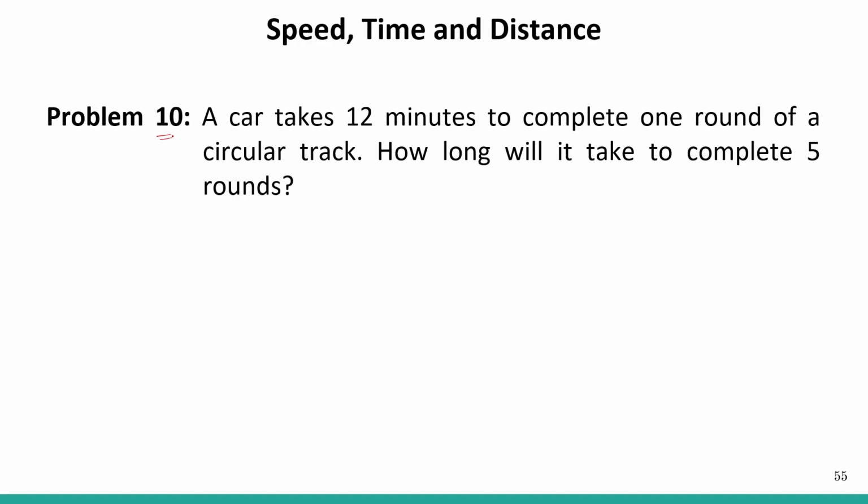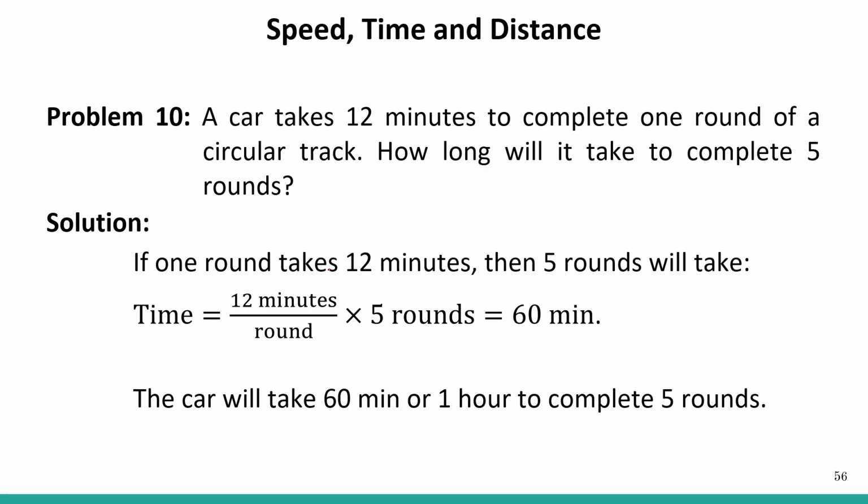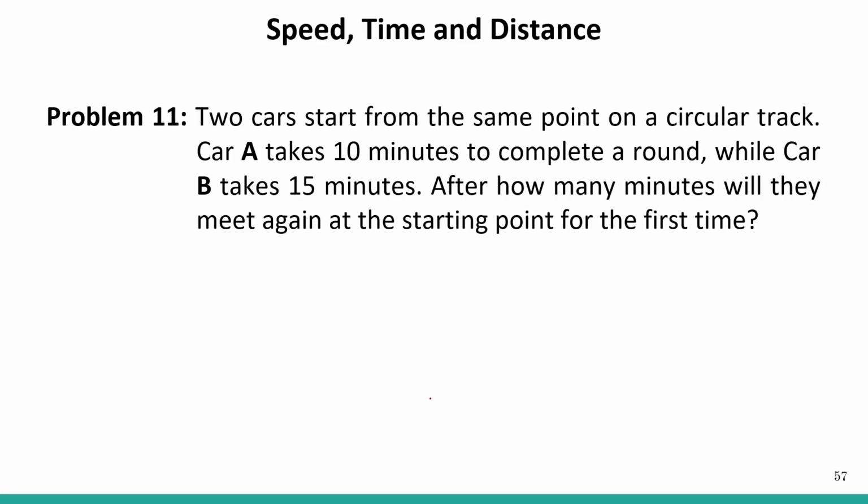Let's see problem number 10. A car takes 12 minutes to complete one round of a circular track. How long will it take to complete 5 rounds? Okay, so if one round takes 12 minutes, then 5 rounds will take what? 12 per round, times the number of rounds, that is into 5 rounds. So it will be 60 minutes, right? So the car will take 60 minutes or 1 hour to complete 5 rounds.